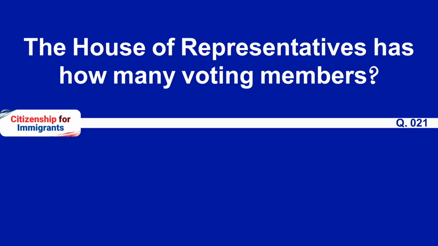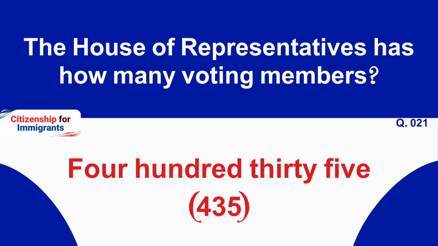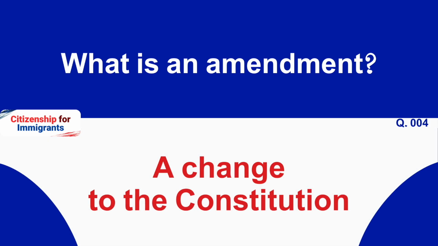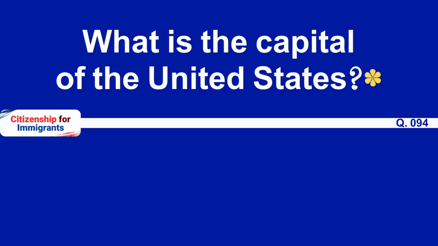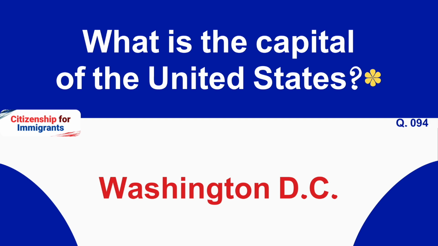The House of Representatives has how many voting members? 435. What is an amendment? A change to the Constitution. What is the capital of the United States? Washington, D.C.